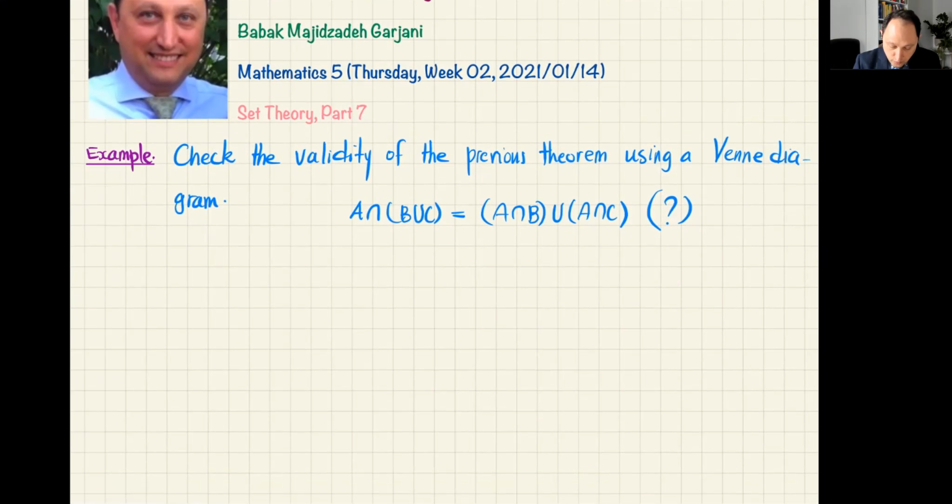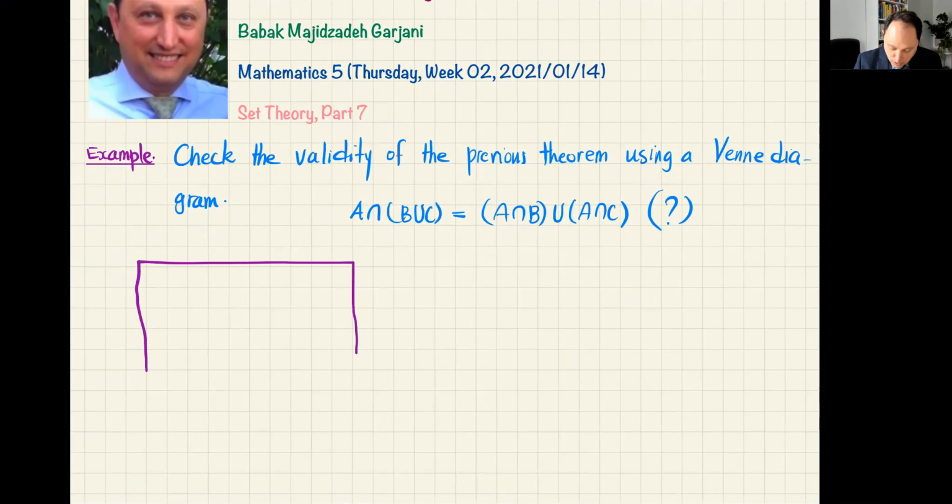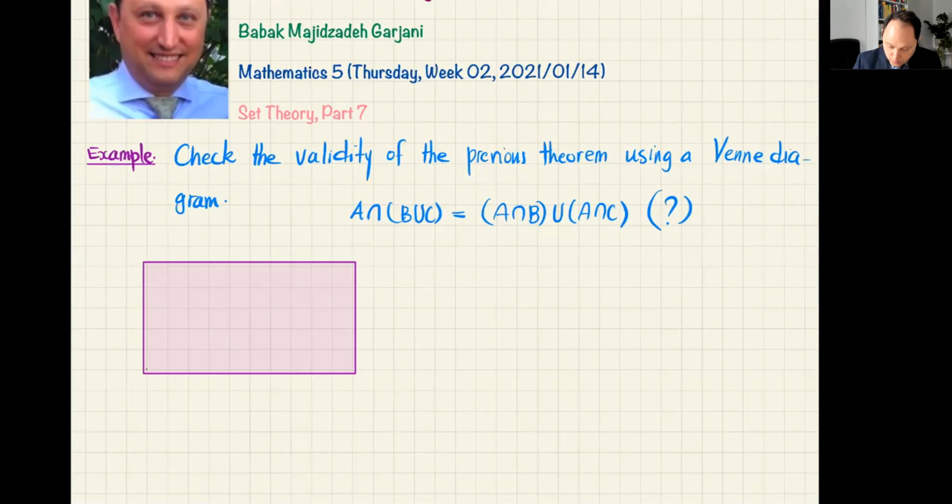In principle, of course, you see that there is nothing very special about these sets. We don't know anything about these sets. So we need to consider the most general case. The most general case means that they are mutually intersecting.